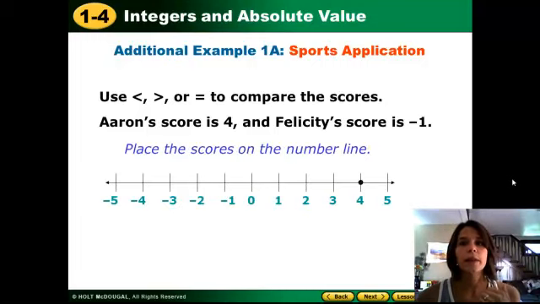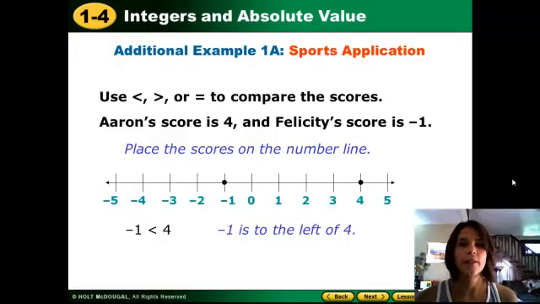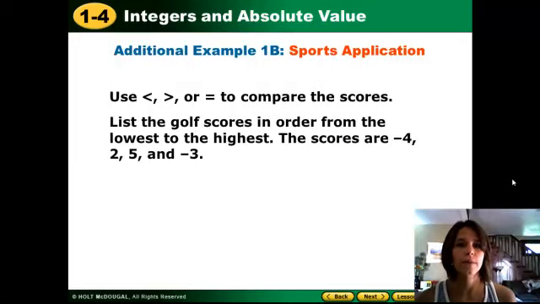So a number line is probably the easiest way to do this. You could also use a thermometer going vertically. Sometimes that makes more sense. So if I plot -1 and 4, -1 is to the left, therefore -1 is less than 4.